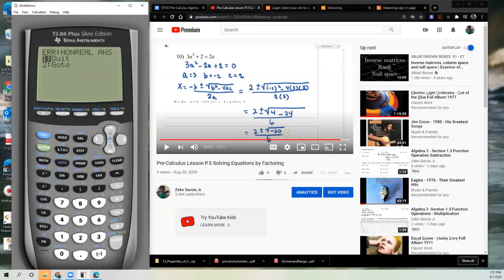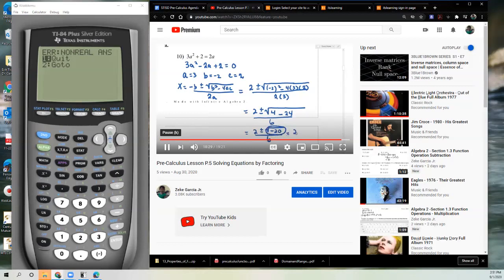It says non-real answer, but there actually is an answer. Yep, that's right. It's an imaginary number. You can't find the real square root of a negative 20. It's an imaginary number. So I'm going to let it run. The square root of negative 20 can be simplified.